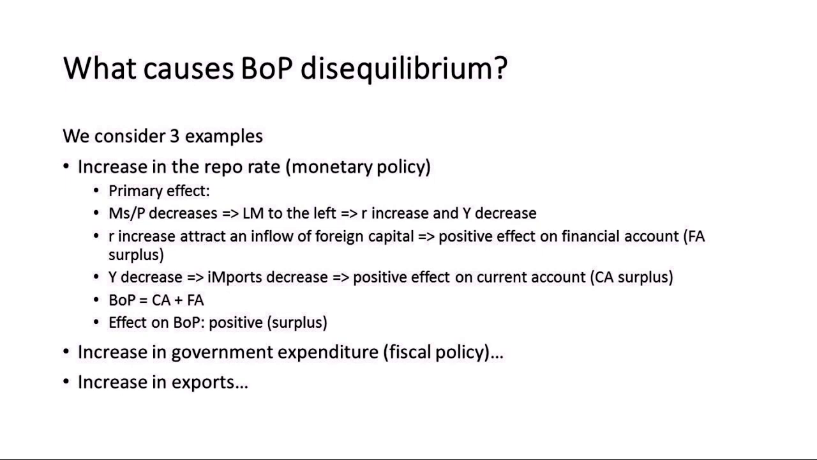Also, the decrease in incomes because of that increase in the interest rate, which led to a decrease in investment, etc. That decrease in incomes means that imports decrease, and that in turn has a positive effect on the current account of the balance of payments. So there's a positive effect on the financial account and on the current account, and net, that means that the balance of payments is now in surplus.